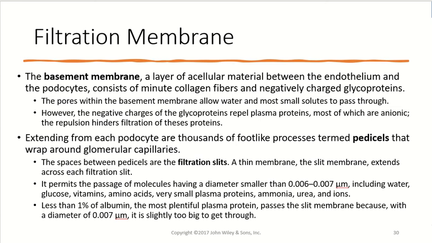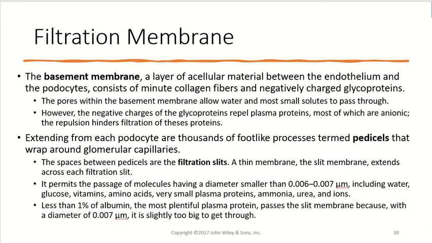Then, extending from each of the podocytes are thousands of little foot-like processes called pedicels, and these are going to wrap around glomerular capillaries. The spaces in between these pedicels are the filtration slits, and a thin membrane, also known as the slit membrane, extends across each filtration slit. This allows for the passage of molecules in the diameter range of 0.006 to 0.007 micrometers. So these are very small molecules that are able to pass through this slit.